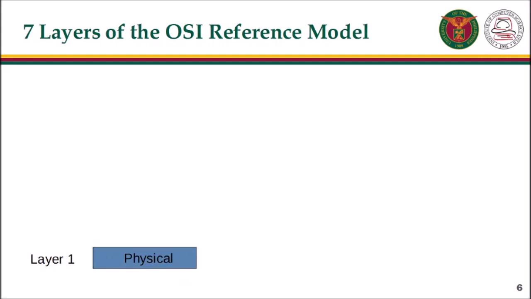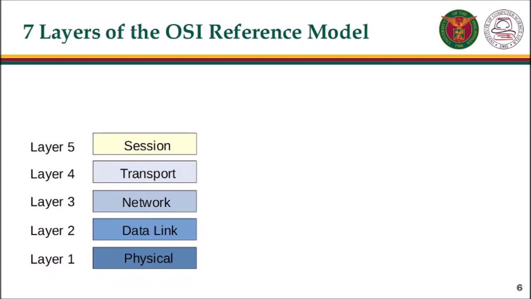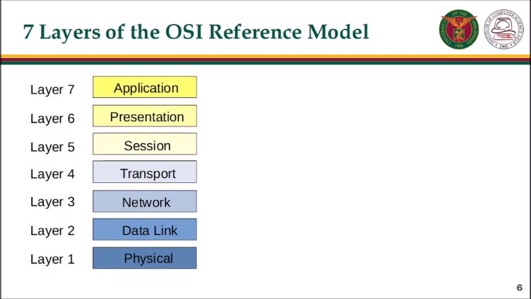Layer 1 is the physical layer. Layer 2 is the data link layer. Layer 3 is the network layer. Layer 4 is the transport layer. Layer 5 is the session layer. Layer 6 is the presentation layer. Layer 7 is the application layer.